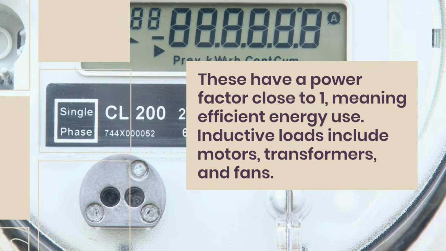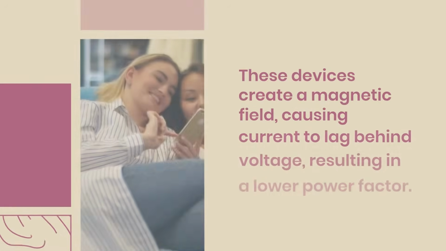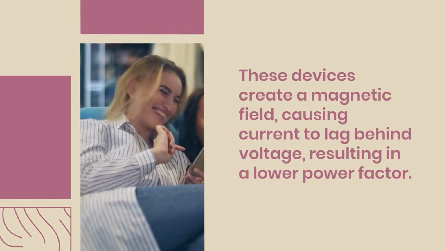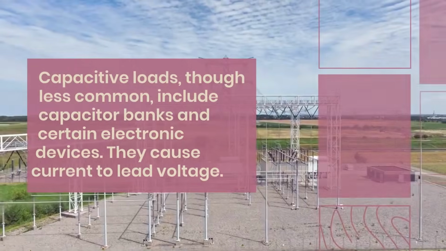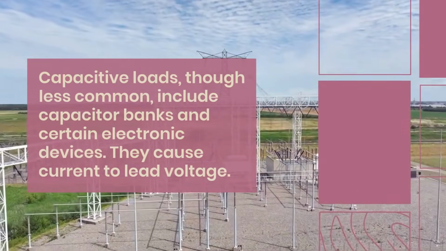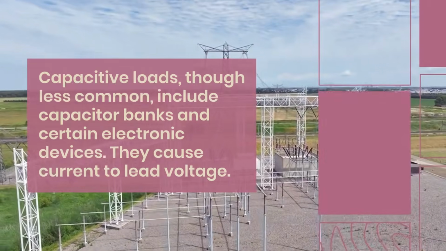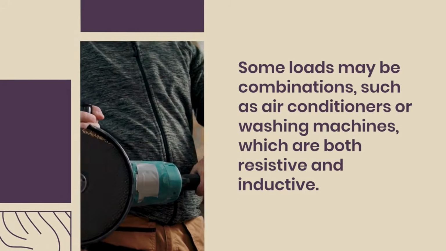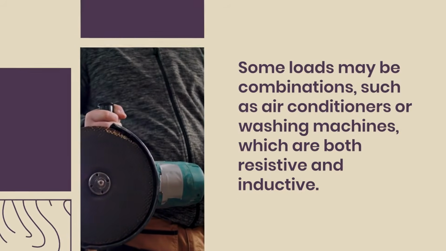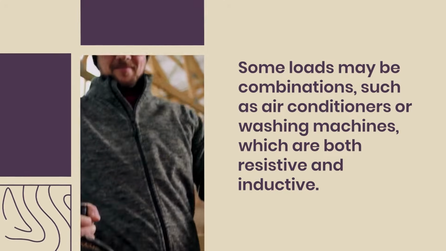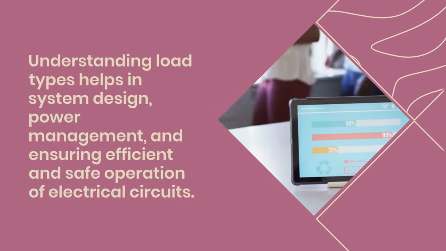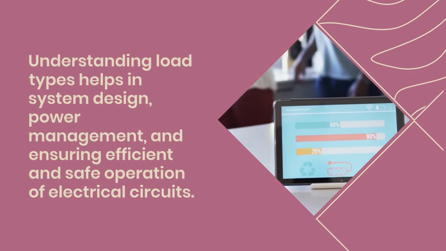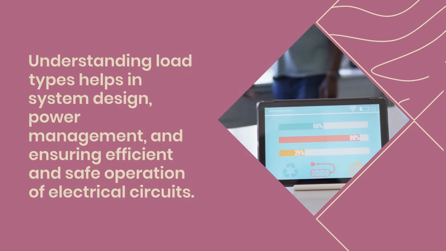Inductive loads include motors, transformers, and fans. These devices create a magnetic field, causing current to lag behind voltage, resulting in a lower power factor. Capacitive loads, though less common, include capacitor banks and certain electronic devices. They cause current to lead voltage. Some loads may be combinations, such as air conditioners or washing machines, which are both resistive and inductive. Understanding load types helps in system design, power management, and ensuring efficient and safe operation of electrical circuits.